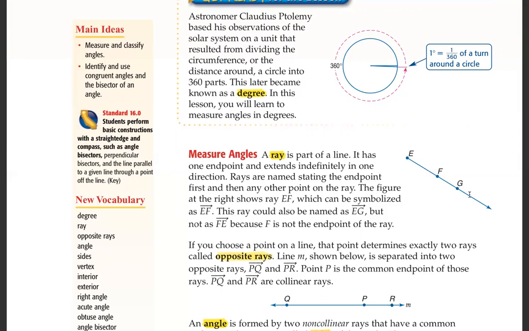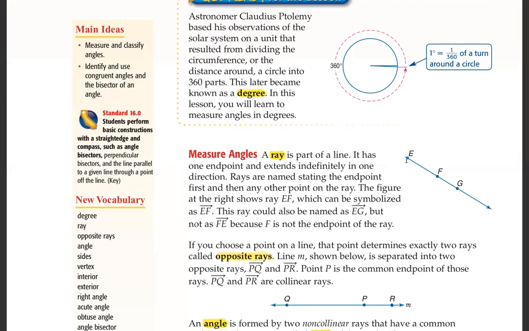So this is a ray. One end is an endpoint, the other is an arrowhead. Remember, for a line, both ends are arrowheads. But for a ray, one end is an endpoint and the other is an arrowhead. So this is just one ray. We name this ray as ray EG, or ray EF.